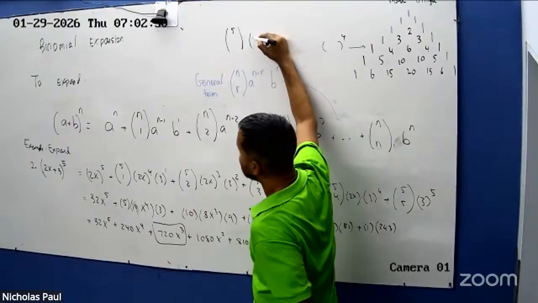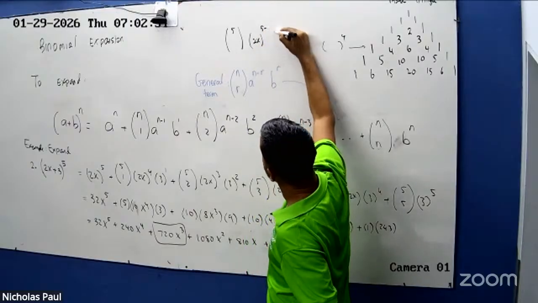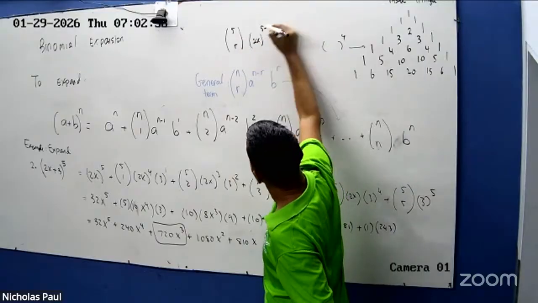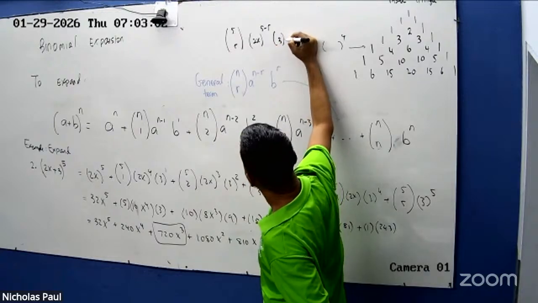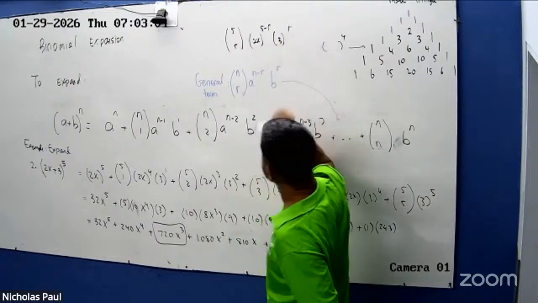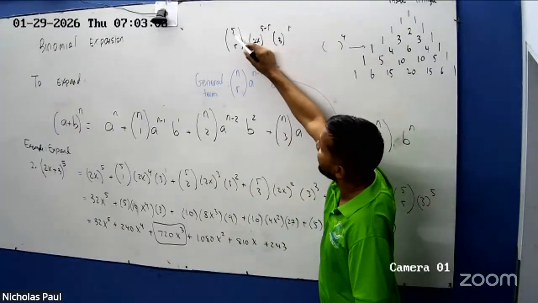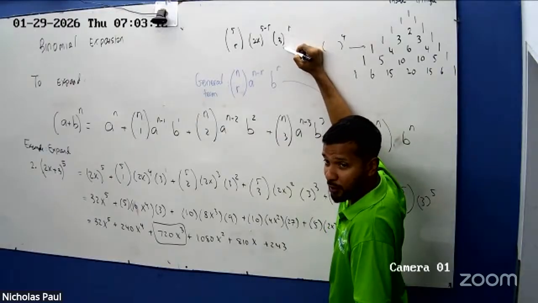A is what? A is 2x to the 5 minus something, let's call it r. And here's 3, 3 to the power of r. Are you okay with that? We know what is n, we know what is a, and we know what is b. Everybody okay with us? Right.